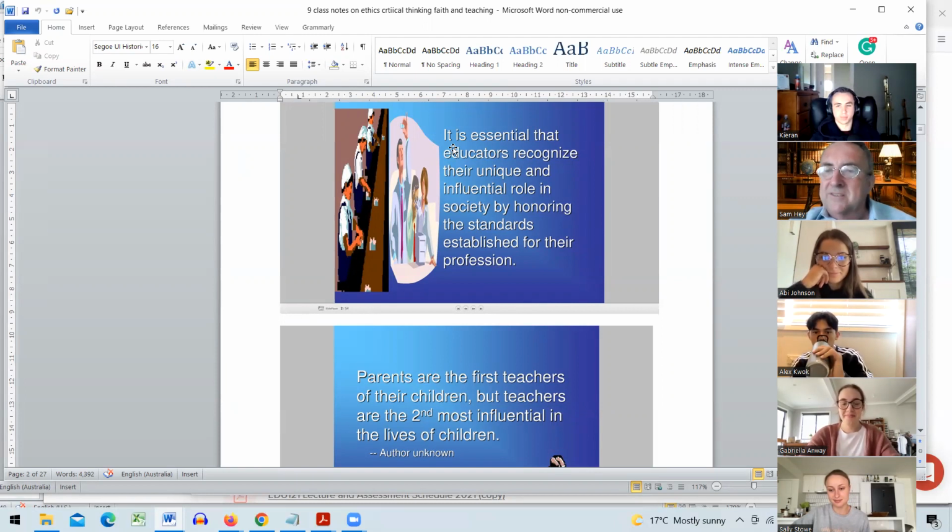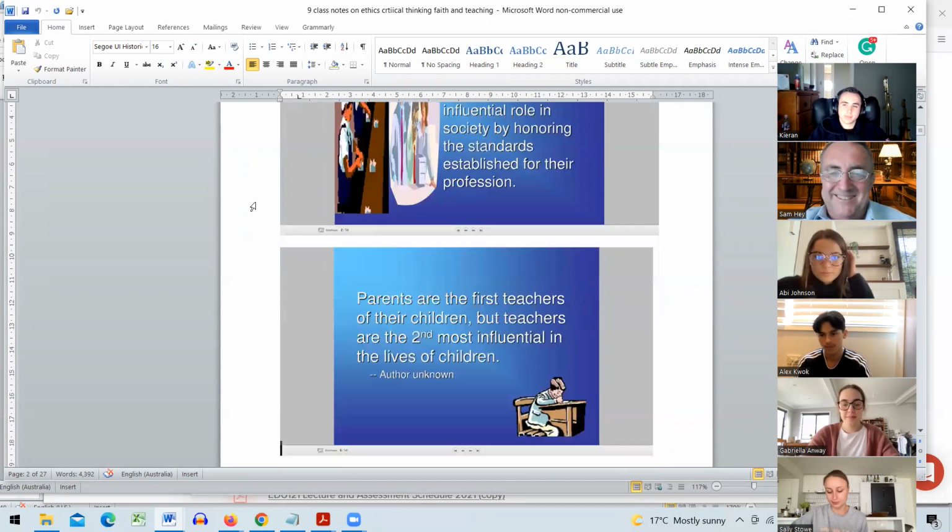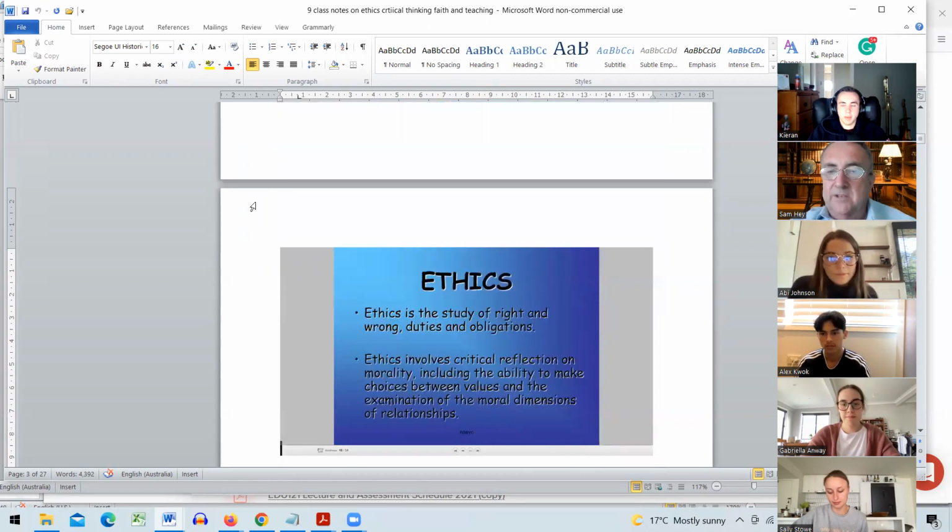I was the only person wearing clothing like this. I wasn't wearing torn T-shirts. I didn't have tattoos. I didn't have leather, so I did feel a little bit out of place. But I shouldn't judge and label people from a different cultural group, should I? Parents are the first teachers of children, but teachers are the second most influential. That is, you are role modeling ethics every time you teach.